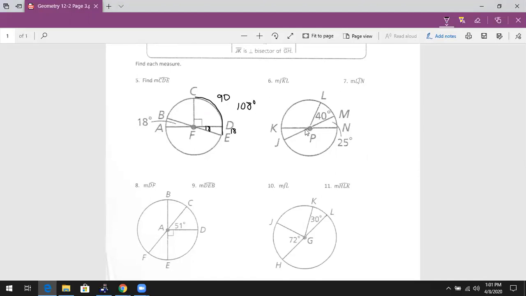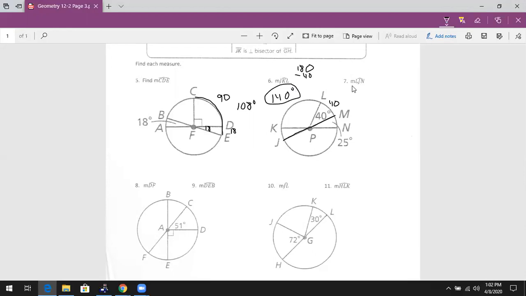Number 6 wants arc JKL, and again, that's a minor arc, but they use 3 letters to describe it. That's acceptable, it's just not necessary. I could have called it arc JL. And the way I'm going to handle that is I can see JM is a semicircle, which means JKM is 180 degrees. And I got 40 degrees represented here. So if I take 180, subtract from it 40, arc JKL is 140 degrees.